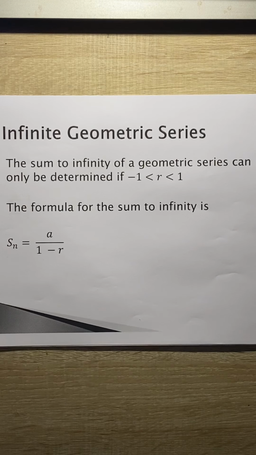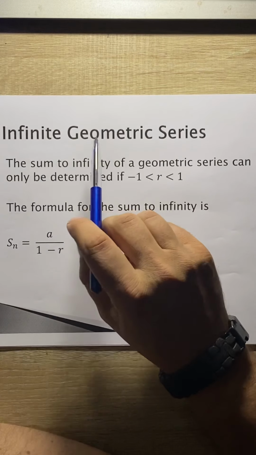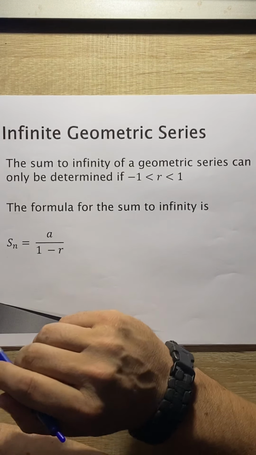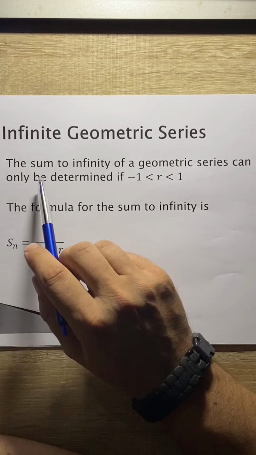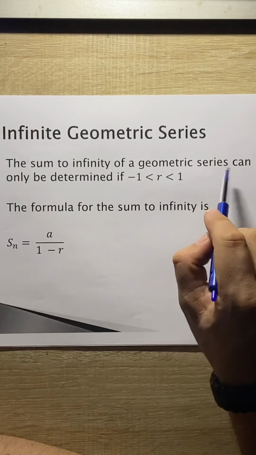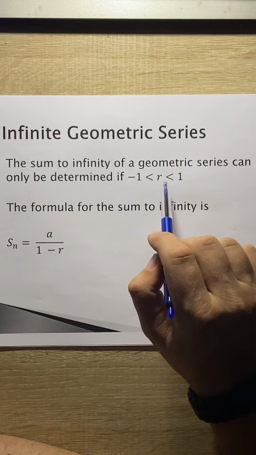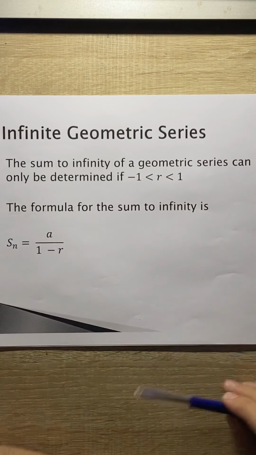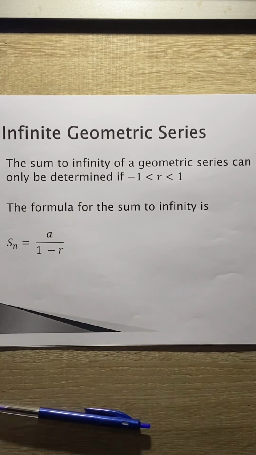Hello, grade 12! So we're still busy with geometric series, but now we're going to be dealing with infinite geometric series. The sum to infinity of a geometric series can only be determined if the common ratio lies between -1 and 1.